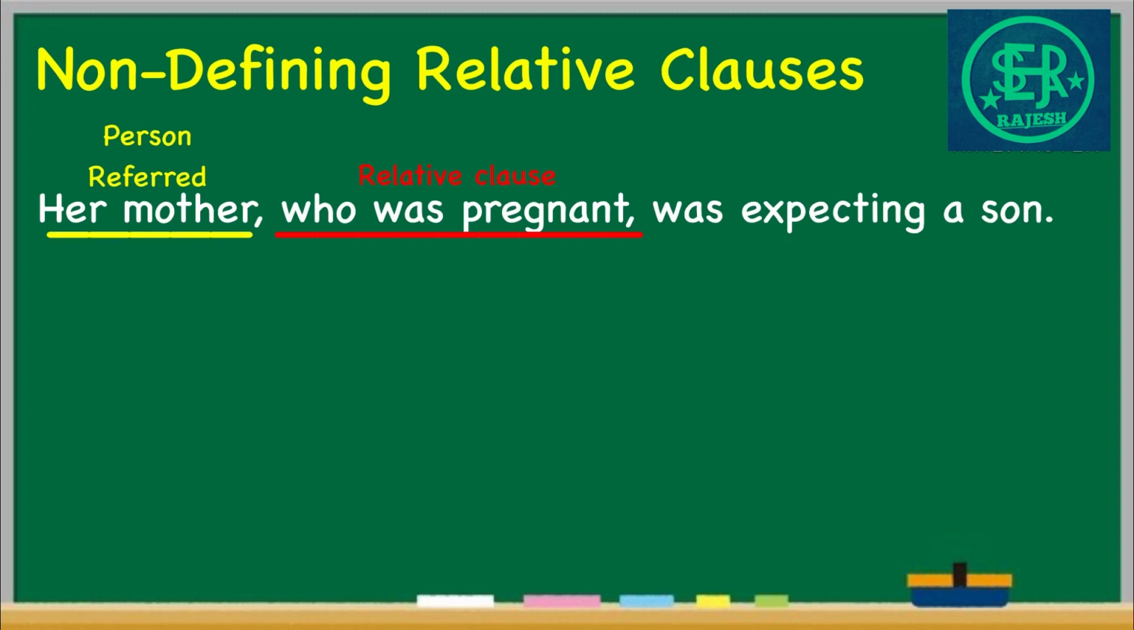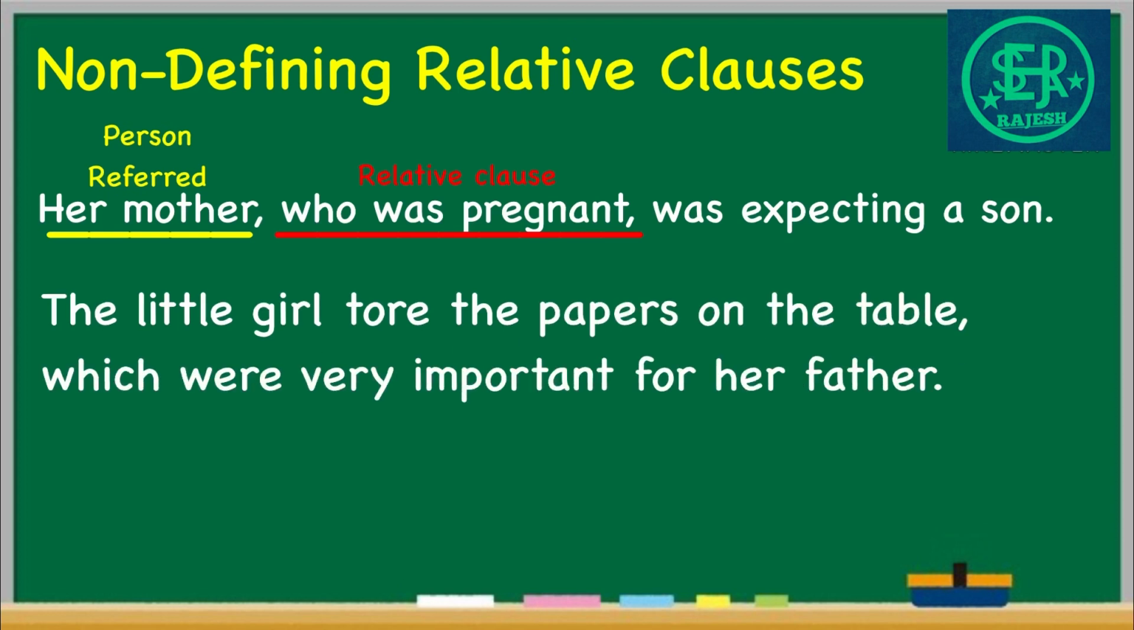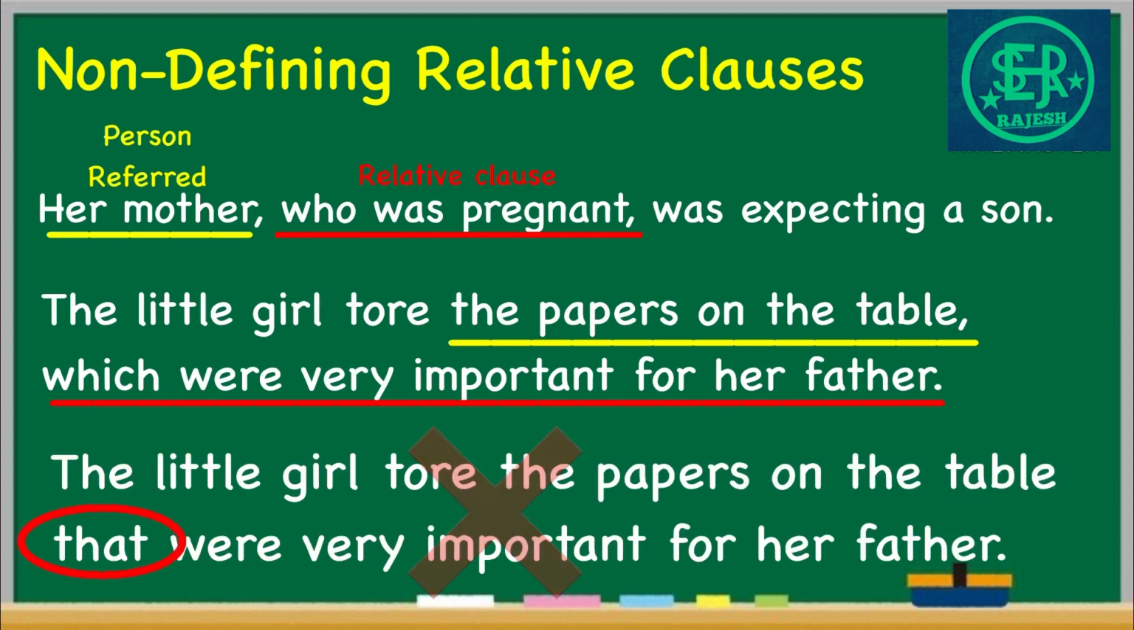Look at this example. The little girl tore the papers on the table which were very important for her father. In this example, the relative clause is which were very important for her father and the thing being referred to is the papers on the table. And always remember one thing, we don't use that to introduce a non-defining relative clause.